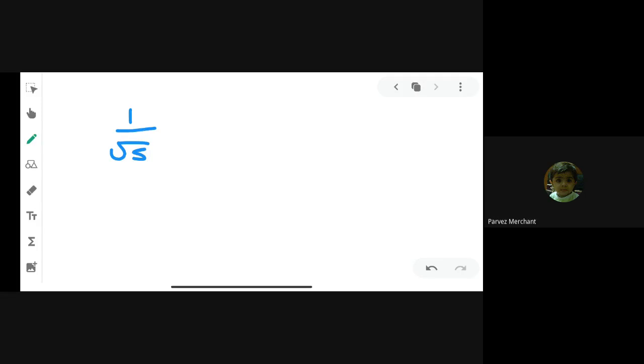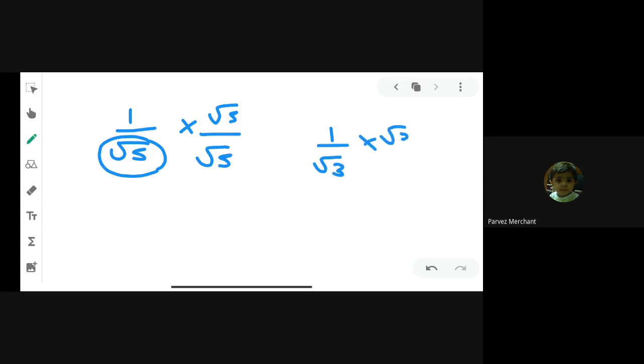For rationalization, if we have an independent term in the denominator, then we multiply and divide by root 5, that is, by the term itself. For example, if we have 1 upon root 3, then we multiply and divide by root 3. We have to multiply and divide with itself. Whichever number you have in the denominator, you have to multiply and divide with that same number.